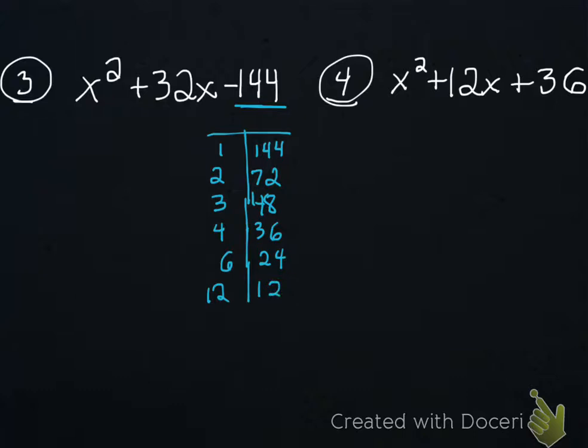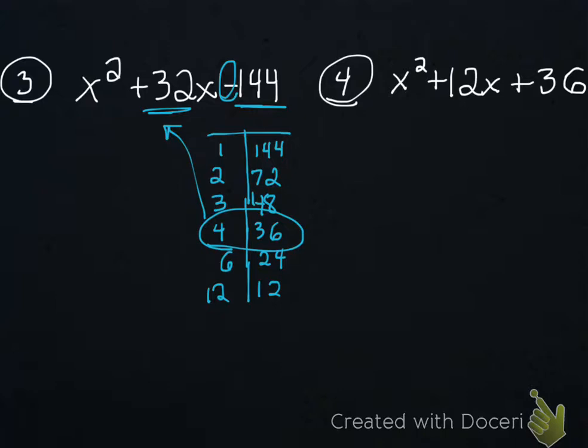Okay. Now the 144 is negative. So that means I need to subtract to get 32. So I'm going to go with big numbers. 72 minus 2 isn't going to work. 48 minus 3 is not going to work. But 36 minus 4 is 32.